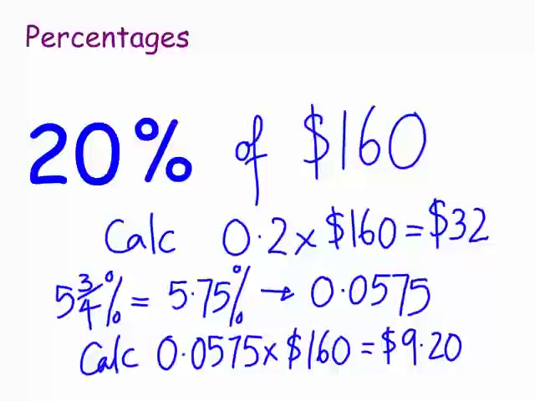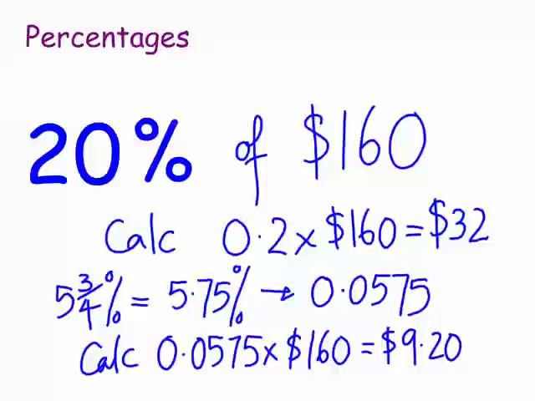So you can see that when the percentages get more complicated, we usually can't do them in our heads. 20% is a fairly easy one. I could even find 1% of $160, which is $1.60, and then multiply that by 20. With 5.75%, I could find 1%, which is $1.60, then find 3/4 and multiply by 5 and add 0.75% on. But since we have calculators available to us, we may as well just convert all our percentages to decimals.